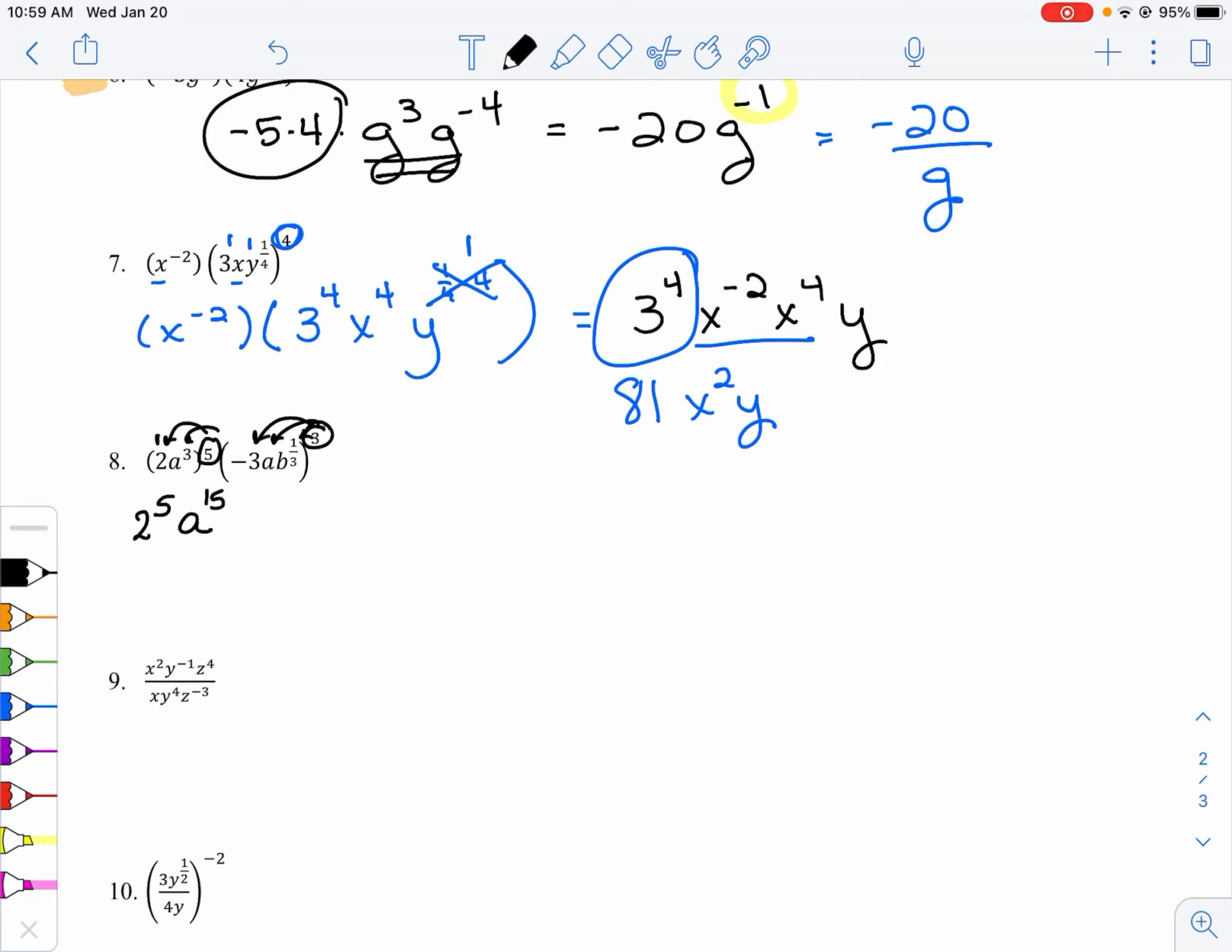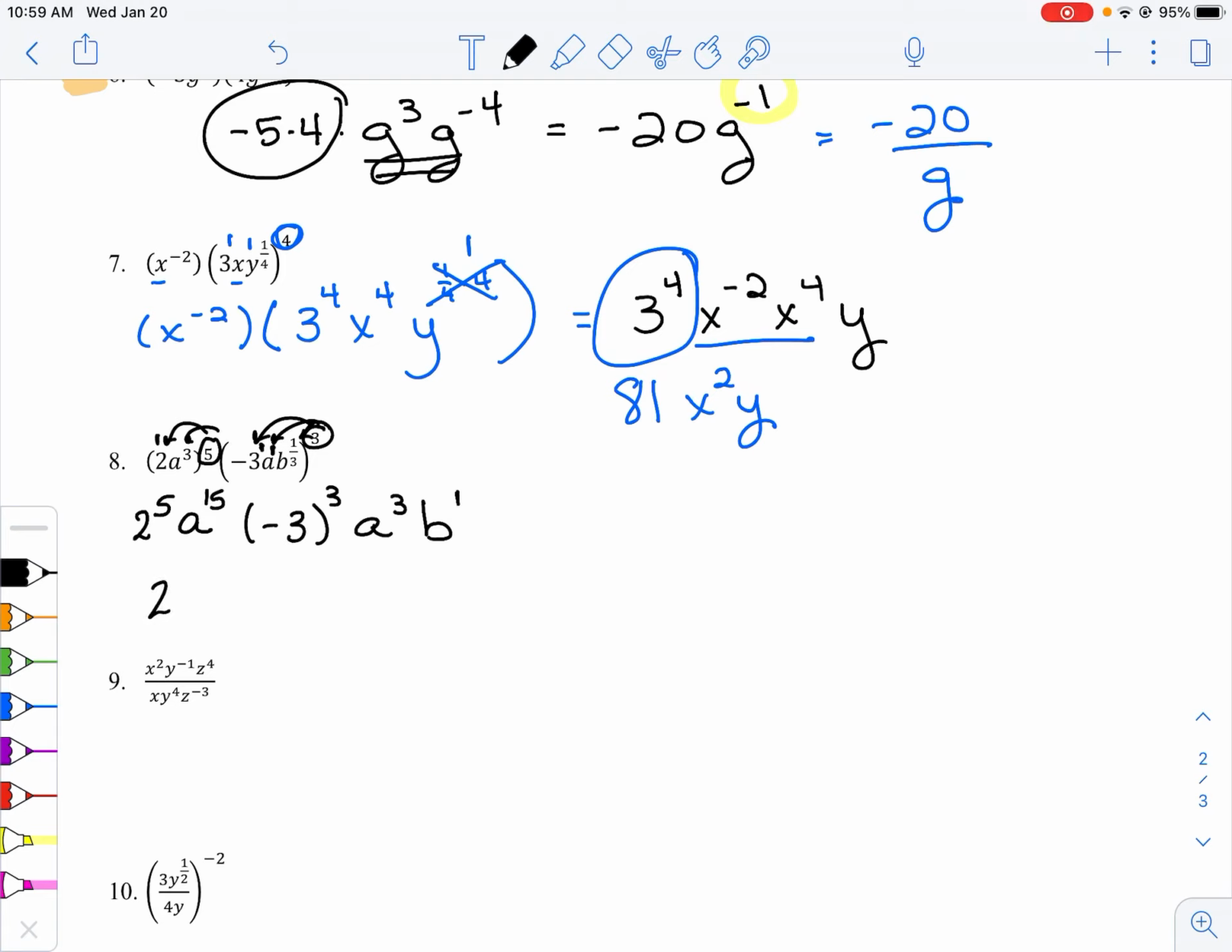All right, then that negative, I need to put that negative in parentheses. So I get negative 3 to the 3, and then I get a to the 3, and then I get b to the 1. So y is negative 3 to the 3 because it's 1 times 3. Y is a to the 3 because it's 1 times 3. Y is b only to the 1 because it's 1/3 times 3.